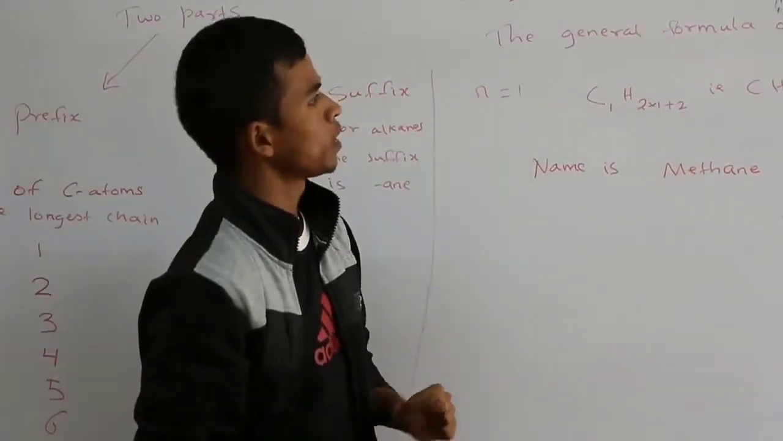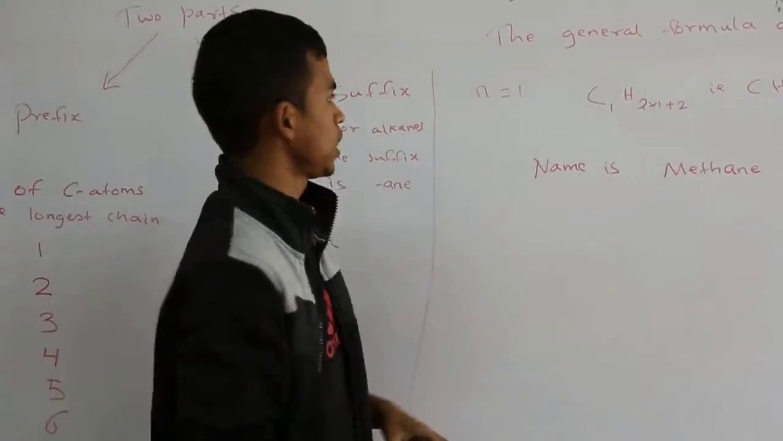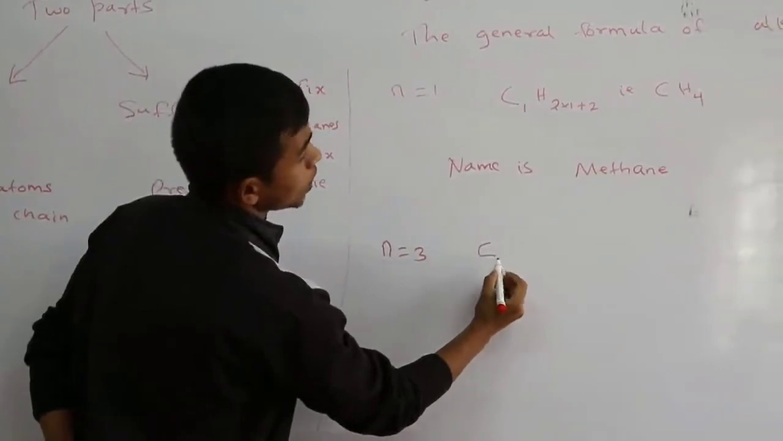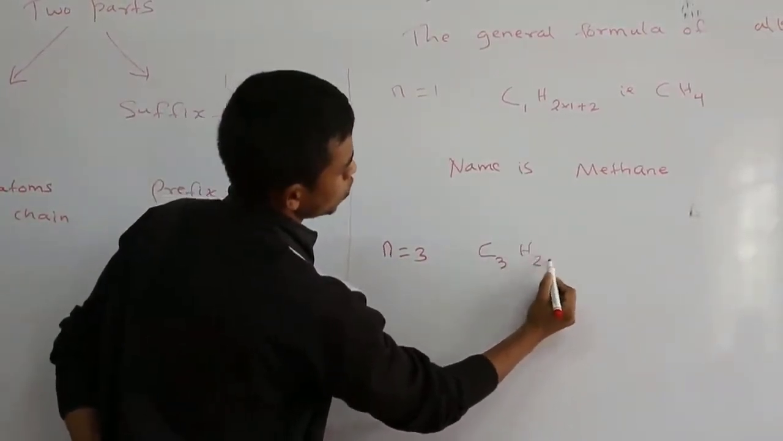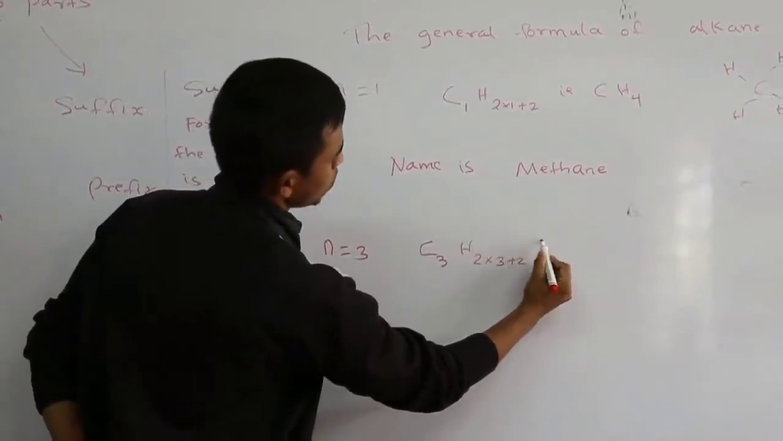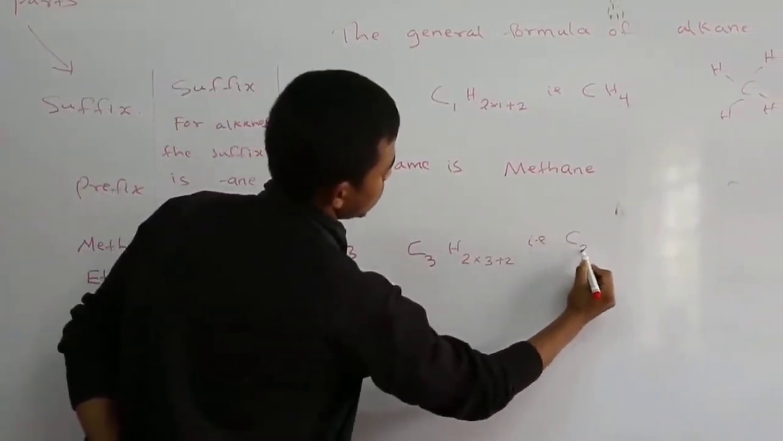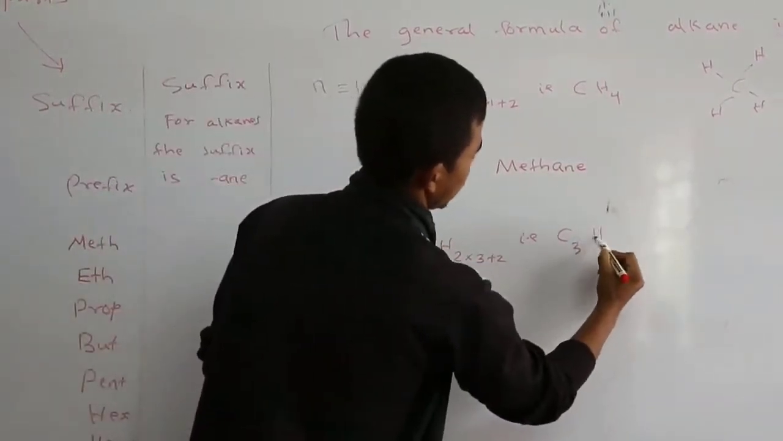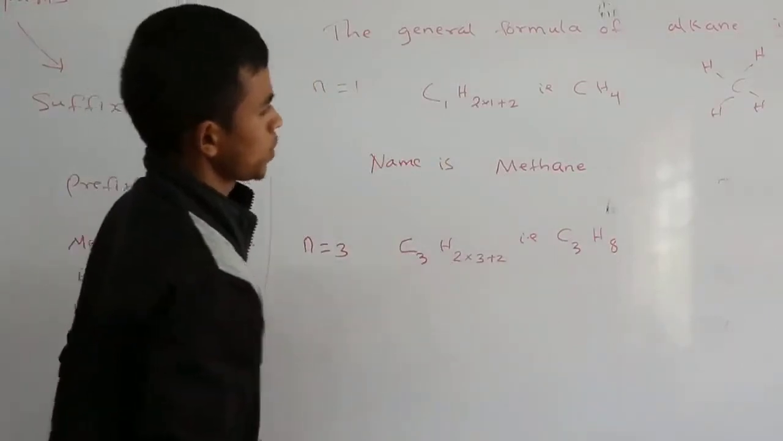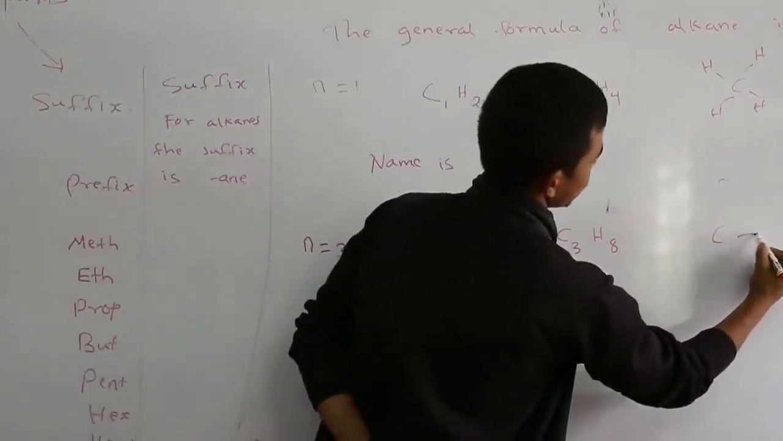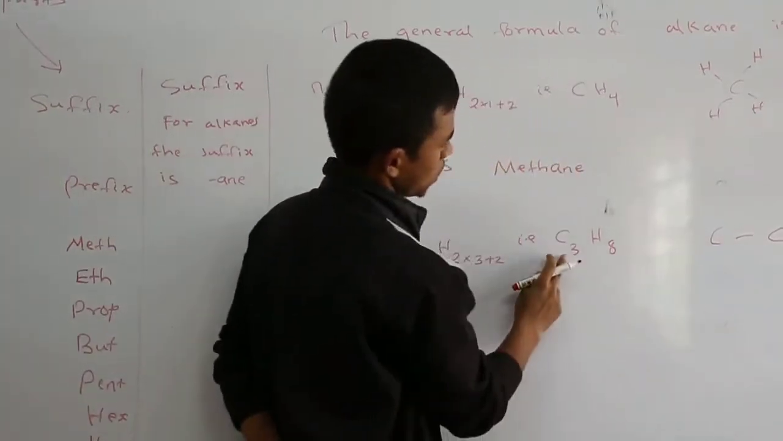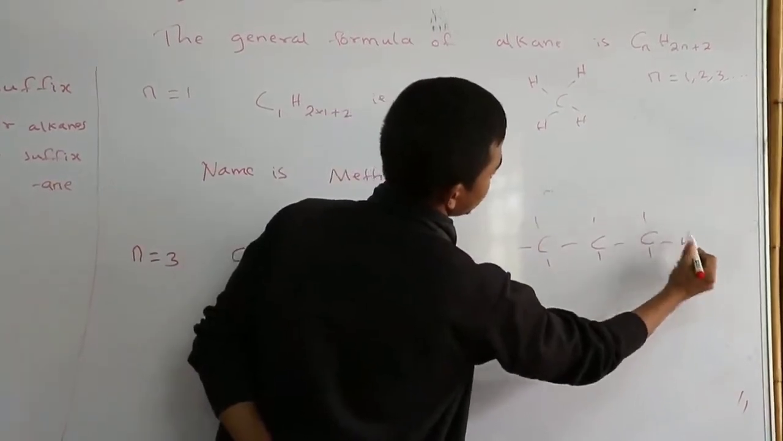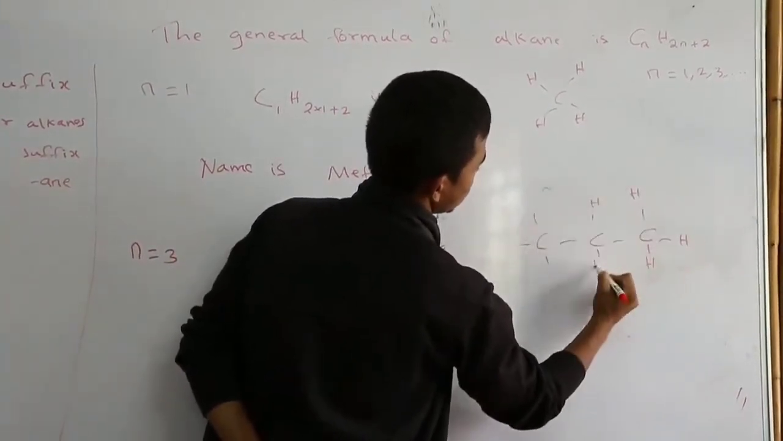Now we will do for n equal to 3. When n is 3, we have CnH2n plus 2, which is C3H8. In this case, all the carbon atoms are linked together by single covalent bonds, 3 carbon atoms, and the other valencies are being satisfied with hydrogen atoms like this.